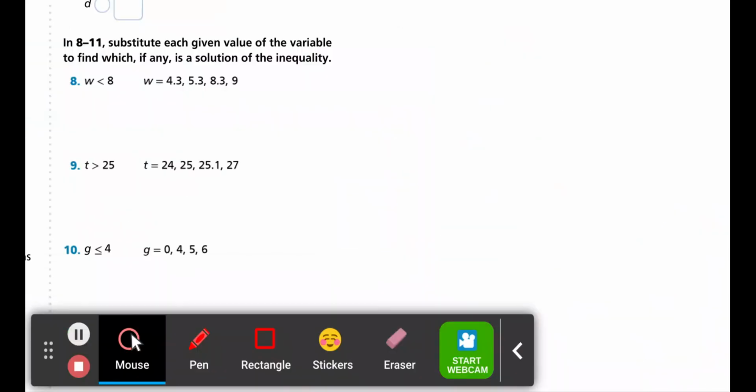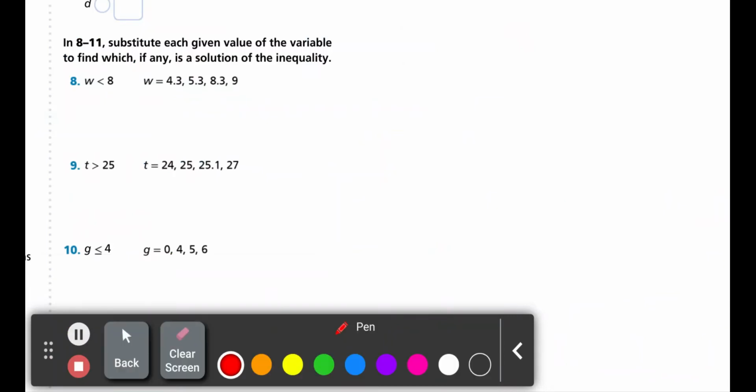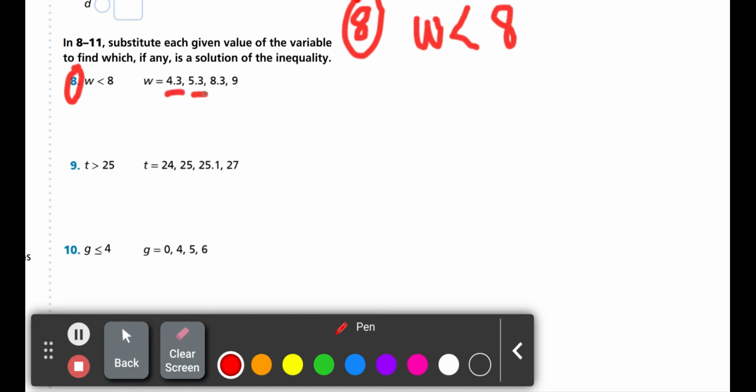So the directions for number 8, 9, and 10 say substitute each given value of the variable to find which, if any, is a solution of the inequality. So if we start by looking at number 8, in your notebook, let's write number 8, and let's copy that inequality. W is less than 8. Now we're going to have to plug in these 4 values for W. Remember those commas just separate a different value.